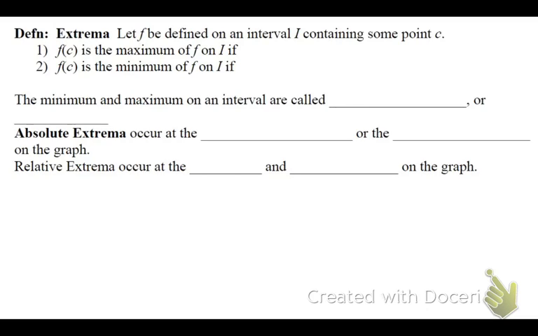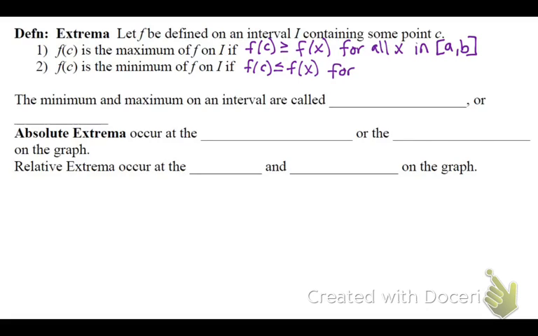So it says, extrema. Let f be defined on an interval I containing some point c. f of c is the maximum of f on I if f of c is greater than or equal to f of x for all x in [a, b], and that's the closed interval from a to b. And vice versa, f of c is the minimum of f on I if f of c is less than or equal to f of x for all x in [a, b], the closed interval.